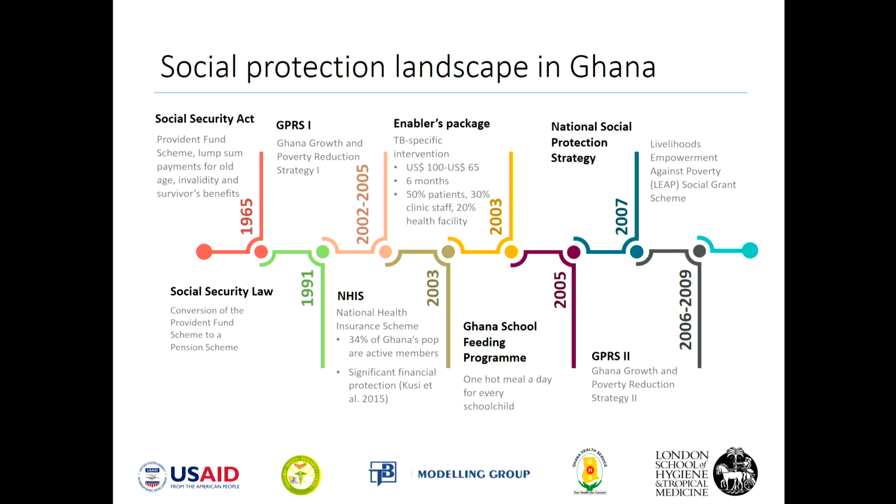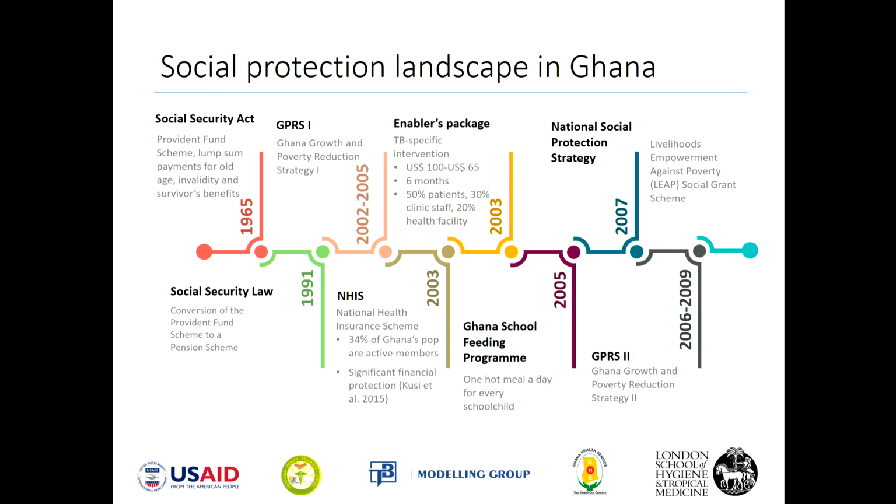The first milestone was in 2003 when the National Health Insurance Scheme was launched by the government of Ghana. It's based on a contributory model, so that means that it covers the formal sector of the economy. It now covers 34% of Ghana's population, but there are plans to expand this further. A study conducted by Kuzi et al. very recently in 2015 found that this scheme provides significant financial protection, although it doesn't eliminate all out-of-pocket expenditure.